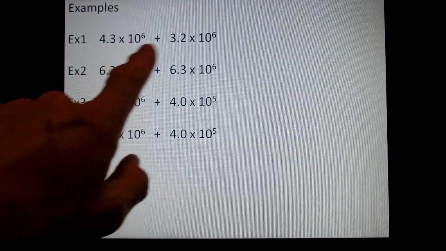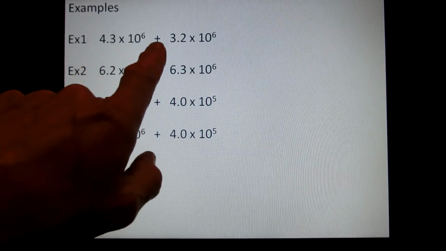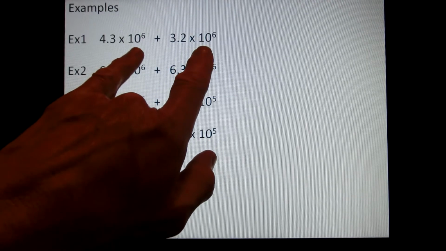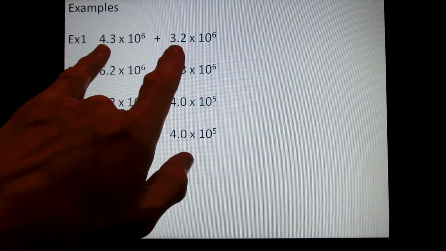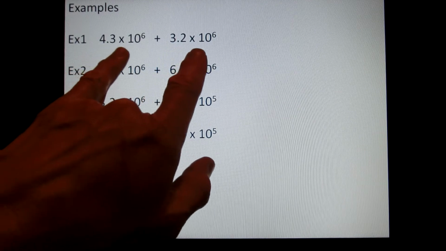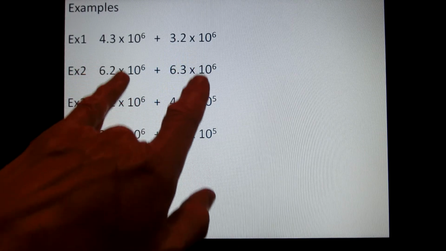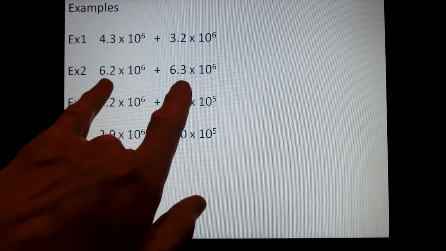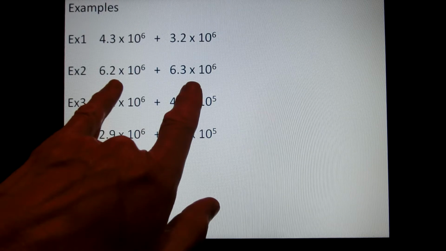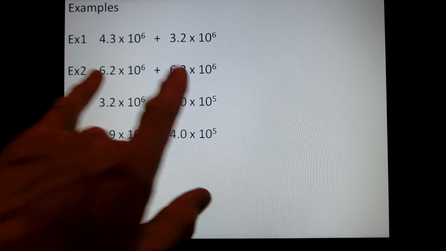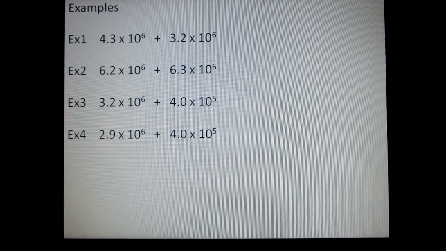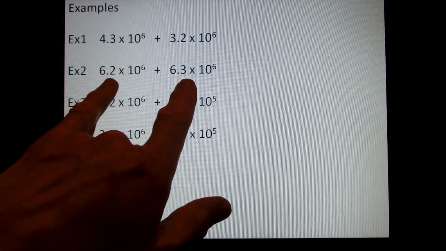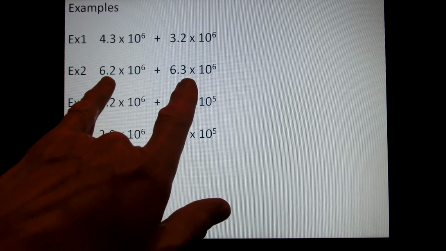So if you want to add these two, 4 and a bit millions, add 3 and a bit millions, that's okay, easy, because the numbers are already alike. All we do is add these two and we get 7.5 millions. 7.5 times 10 to the 6. There again, what will happen here is we'll get 12.5 times 10 to the 6. The trouble with that is it's not standard form, because the 12.5 number is bigger than it's allowed to be. It needs to be less than 10.